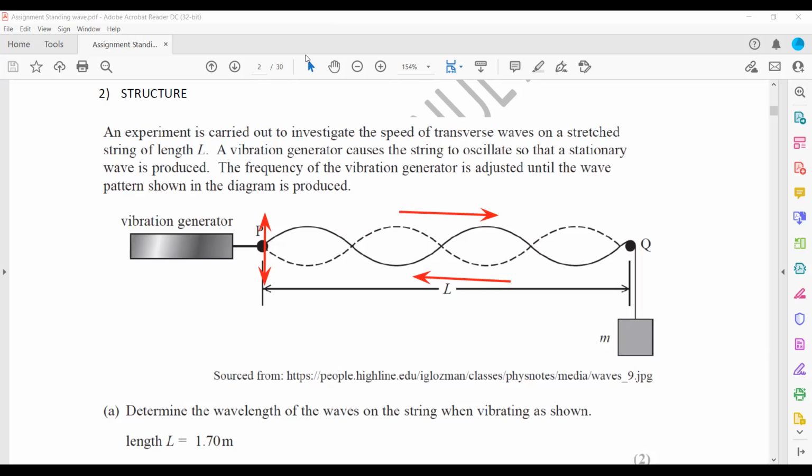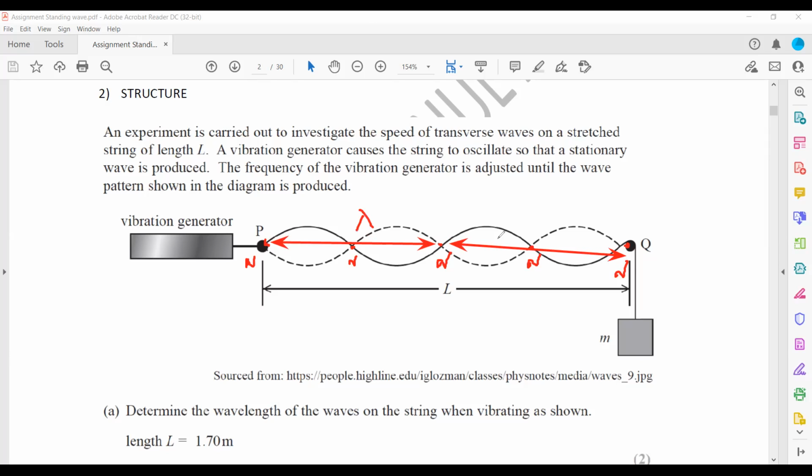So determine the wavelength of a wave when vibration is shown. As you can see the vibration. So how do we determine the wavelength, how can we work out the wavelength? First we have to check the number of the loops. For example, this is a node, this is a node, this one is a node, node and node. We know the distance between three successive nodes is lambda, and then again three successive nodes, it's also lambda.